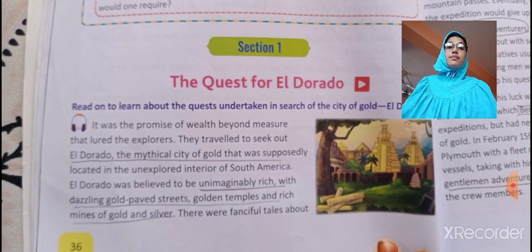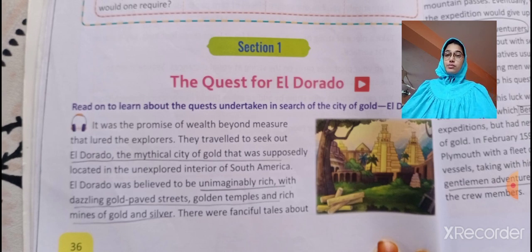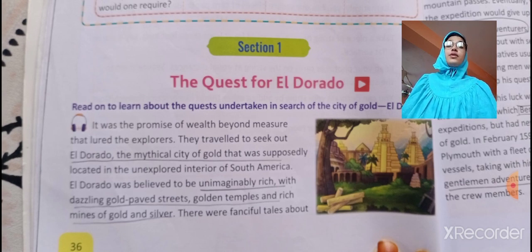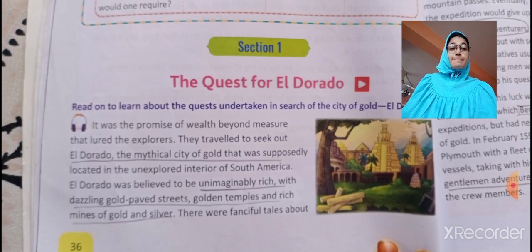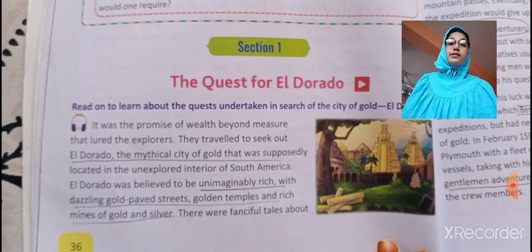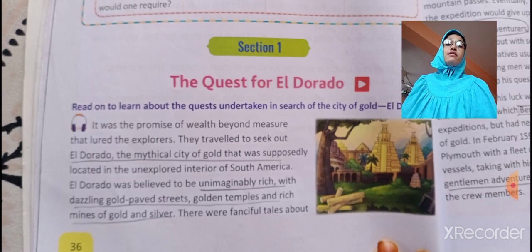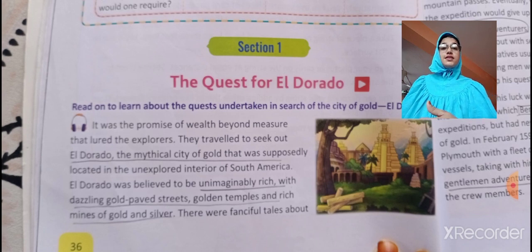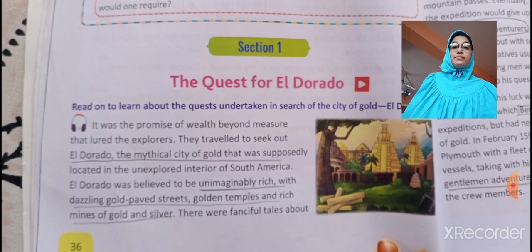Read on to learn about the quest undertaken in search of the city of gold El Dorado. So here this city El Dorado is considered as a city of gold, as you can see in the picture, that everything is made of gold, that buildings are all made up of gold. So everyone loves gold, correct? And we are very much fond of gold. And the gold is a very precious metal, so it is very expensive. So everybody is crazy about gold just because it is very expensive and everybody loves it.